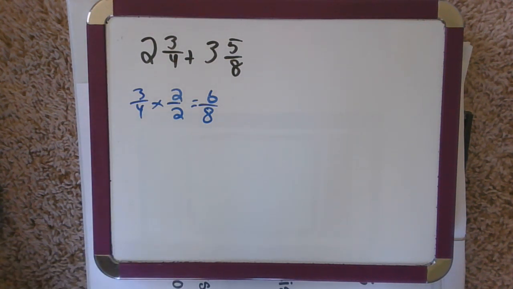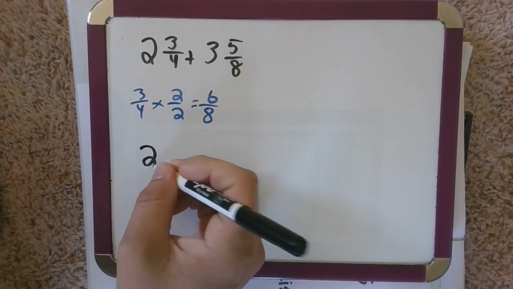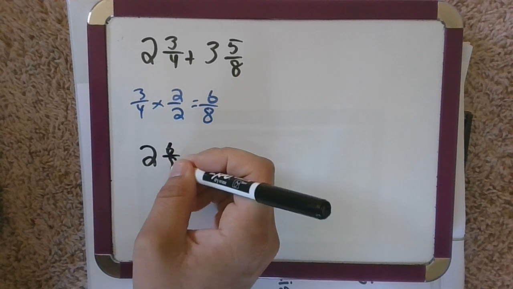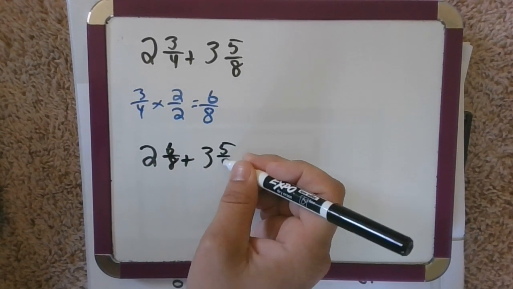Now, again, same as I told you before, I like to rewrite my equation just because it's a little neater. This time I'll do it underneath. So I've got 2 and 6/8 plus 3 and 5/8. That term did not change at all.